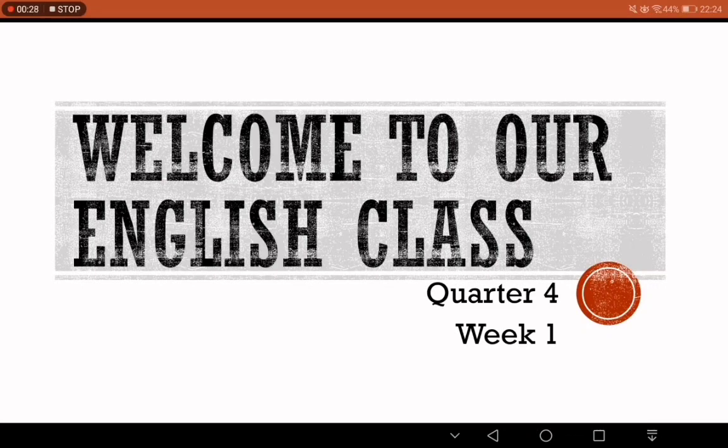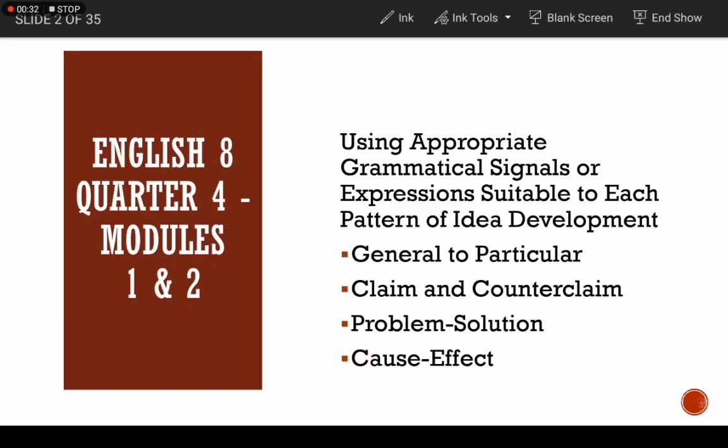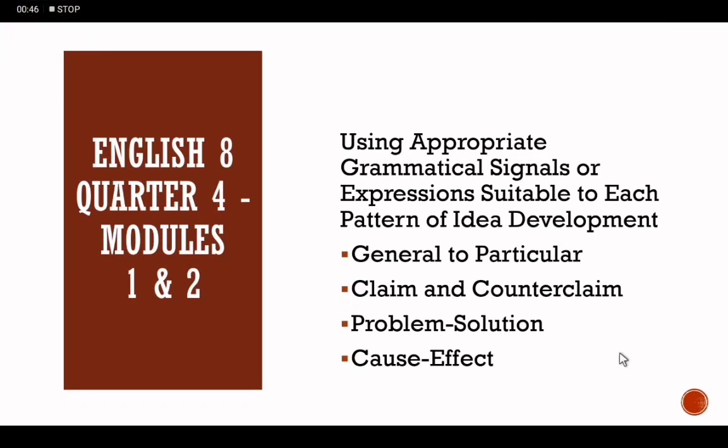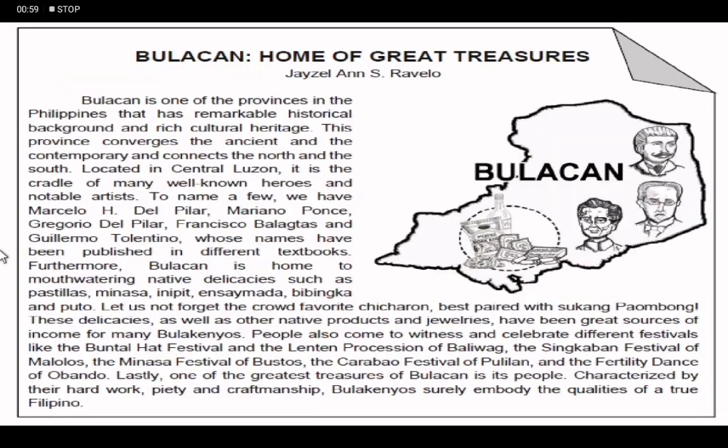So let's begin with our Quarter 4 Week 1 lesson. English 8 Quarter 4 modules 1 and 2, using appropriate grammatical signals or expressions suitable to each pattern of idea development. So under this, we will talk about the patterns general to particular, claim and counterclaim, problem solution, and cause effect.